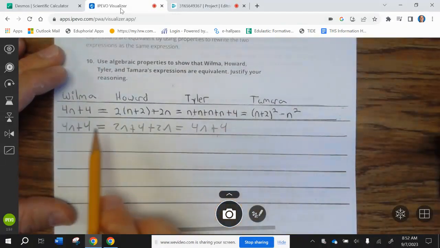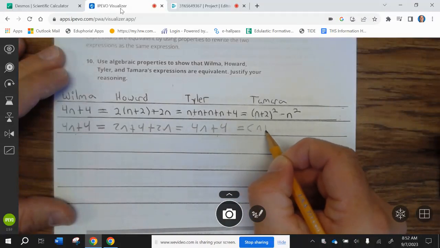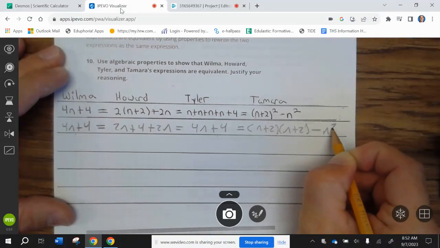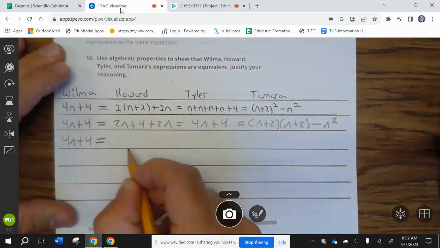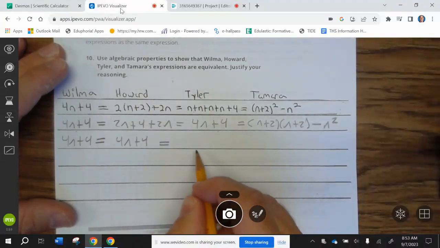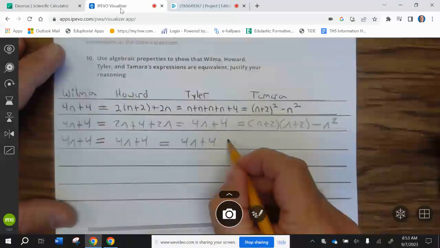So we can see that Tyler and Wilma's are equivalent. Now let's look at Tamara. So that's n plus 2 times n plus 2 minus n squared. Well, Wilma's still 4n plus 4. 2n plus 2n is 4n plus 4. 4n plus 4. So we see that Wilma, Howard, Tyler's are all equivalent.